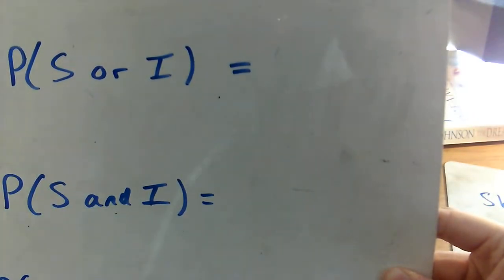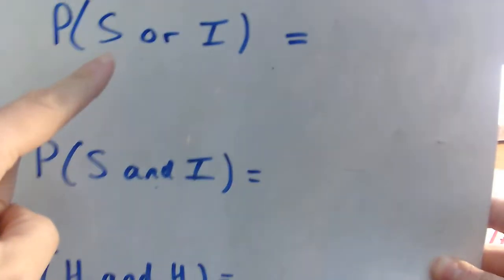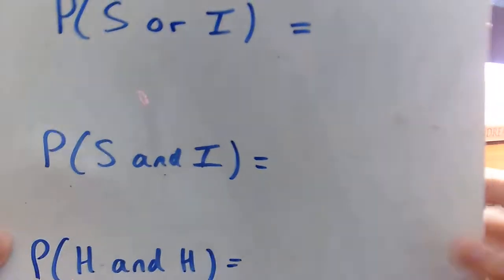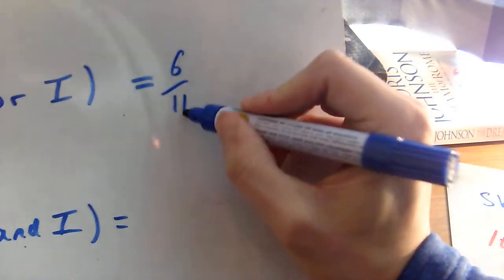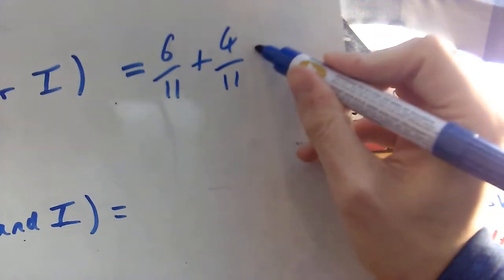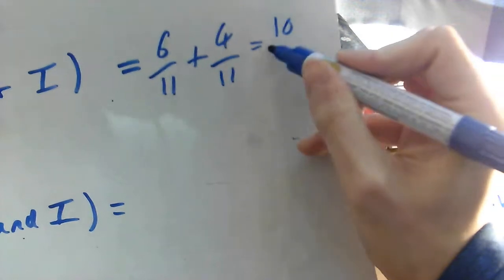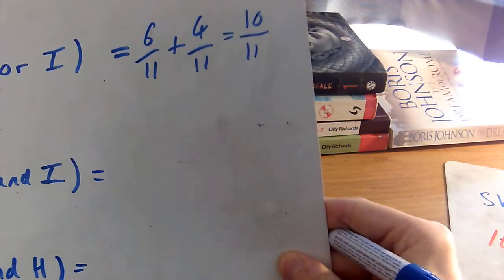I'm going to pick just one, and in that case we're going to take the 2 probabilities of the Shakespeare and the Italian and we're going to add them together. So in this case the calculation is going to be 6 out of 11 plus 4 out of 11. That's going to give me 10 out of 11, which looking at the pile makes sense because I'm really just choosing from this and this together out of a total of 11. So the 10 out of 11 makes sense. That's the OR rule.